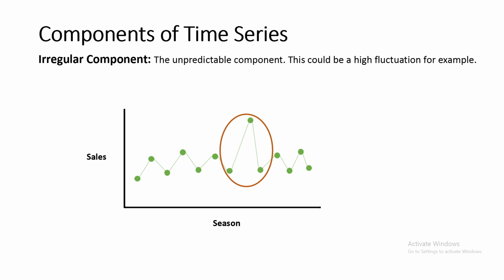And lastly, the irregular component. This is the unpredictable component. This could be a high fluctuation, for example.